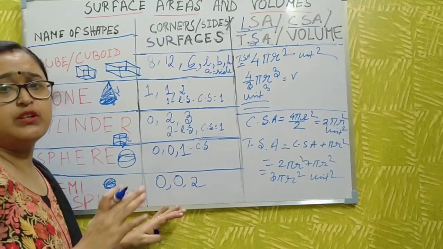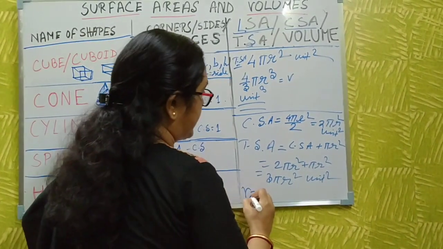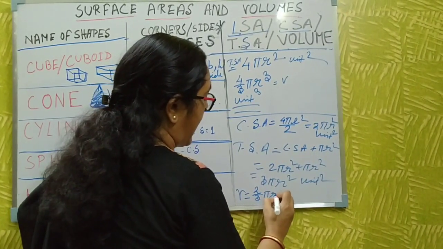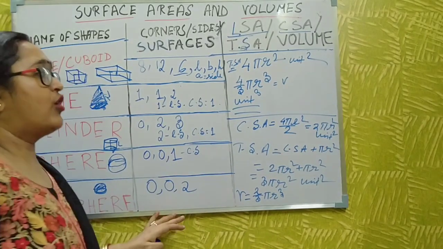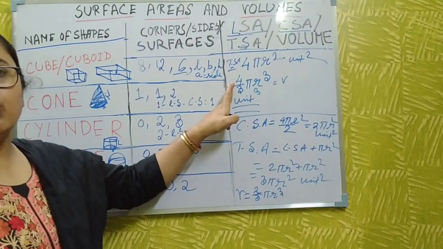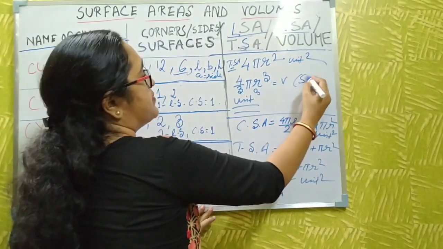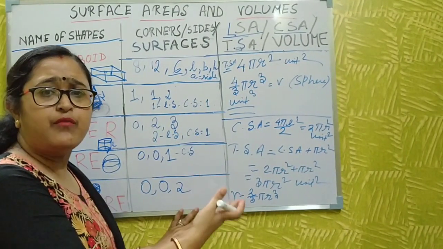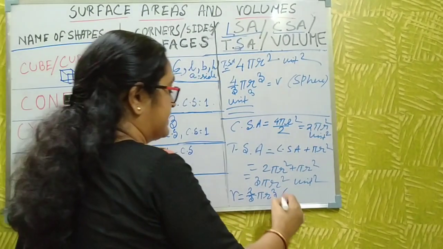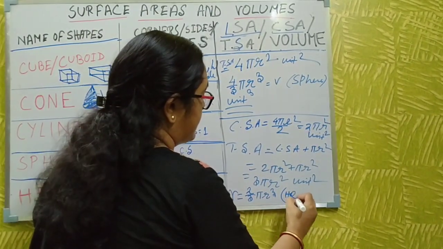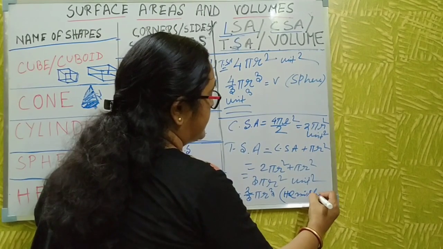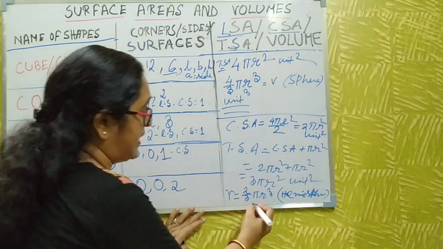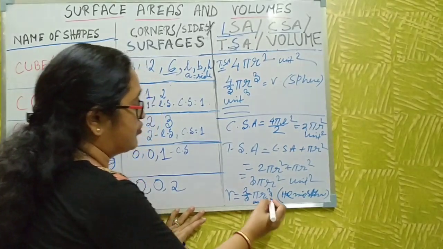Now I discuss about the volume. The volume of the hemisphere is 2/3 pi r cube. Here all of you know the volume of sphere is 4/3 pi r cube. Now hemisphere is half of the sphere. This is the hemisphere. Okay, this is the volume of the hemisphere. You must write unit cube.